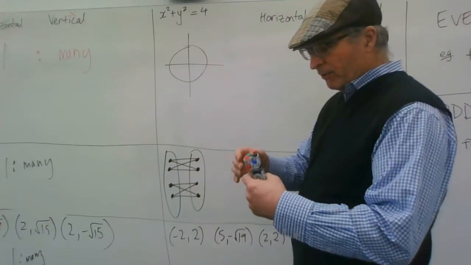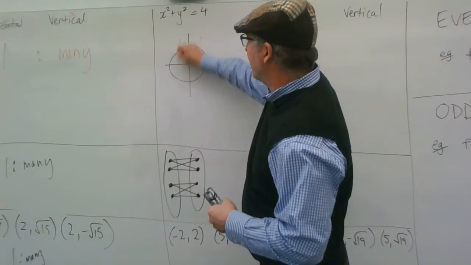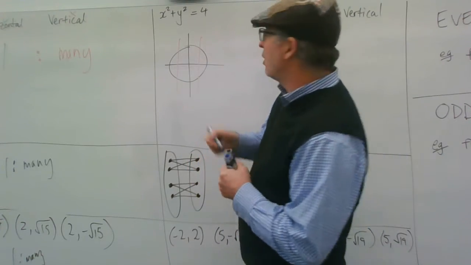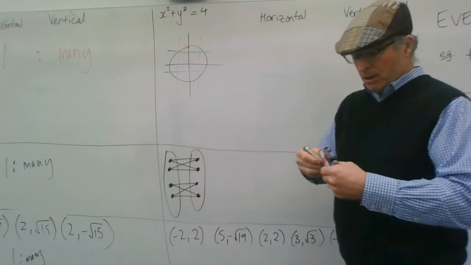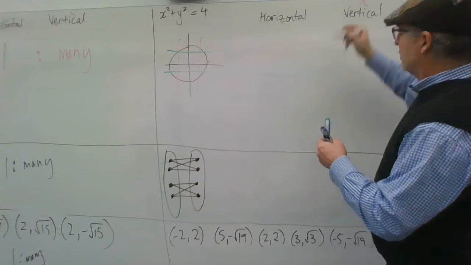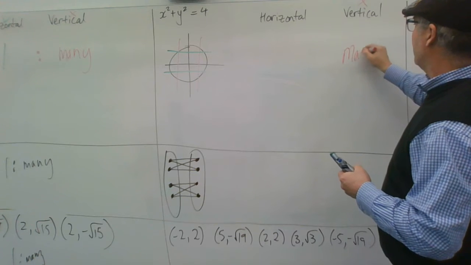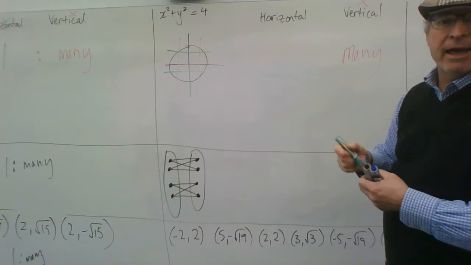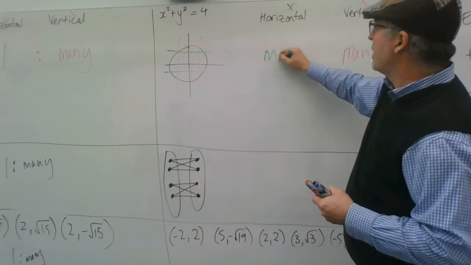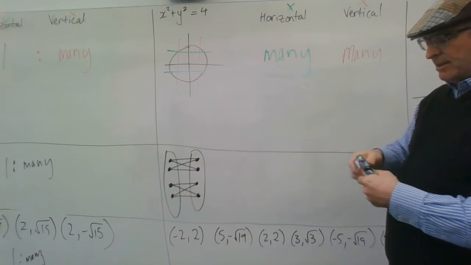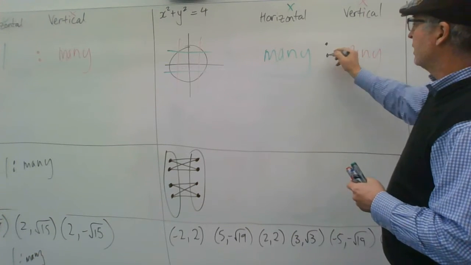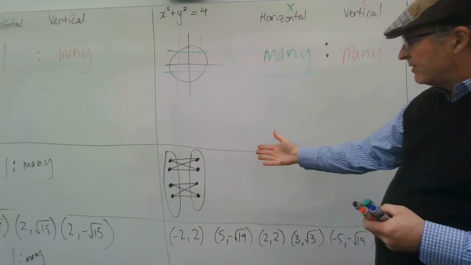Finally, if we look at the vertical line test here, fail. If we look at the horizontal line test, fail. So if you fail that, it's many. If you fail this, it's many. So this is a many to many. You can see that represented in this way too.